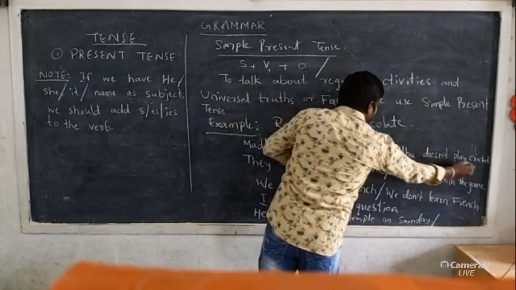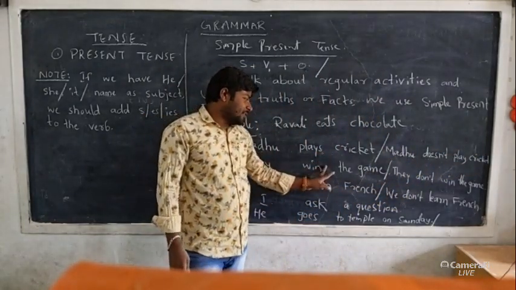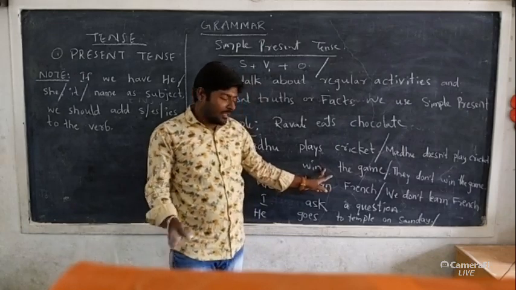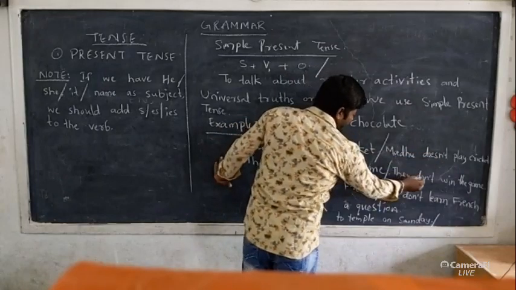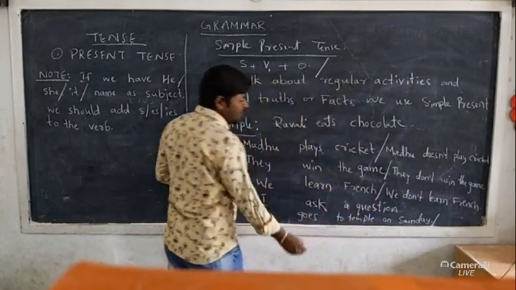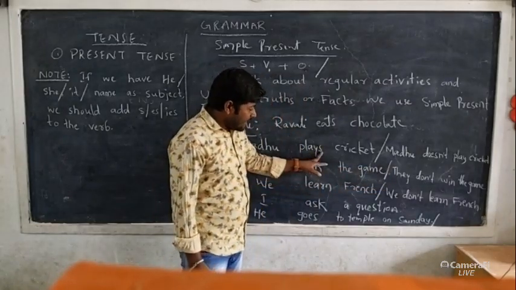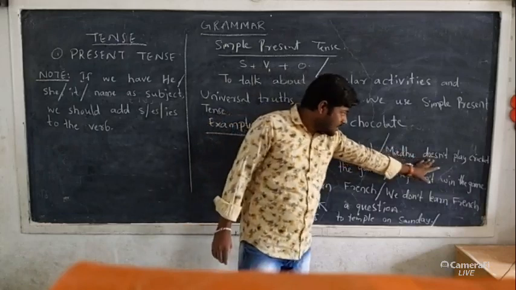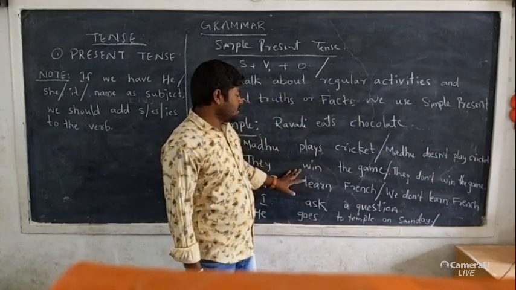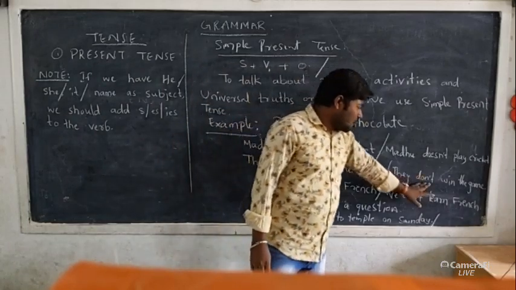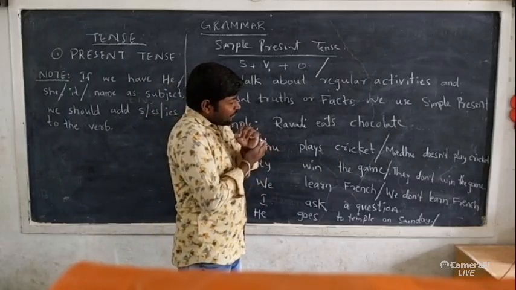Madhu doesn't play cricket. But sometimes we don't have any s or ies on the verb, like a regular verb. Then what do we do? We do not mention does. We should mention do. Don't, do not, we can write. So whenever we have s or ies, we should mention does not. If we don't have these, we mention don't, do not. Clear?